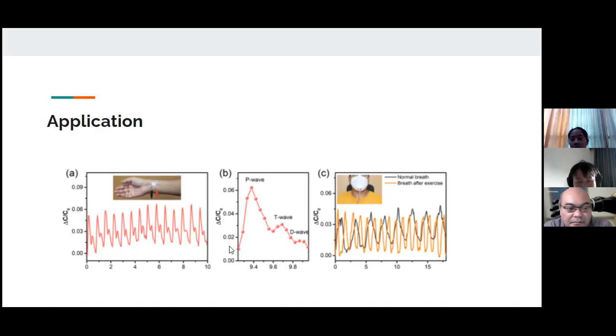And the graph on the right side shows the result of the breathing, of the respiration. The sensor is put on the mask here, and I think the air pressure inside the mask will be measured. So it will change the capacitance from the sensor. The black one here is normal breathing, while the orange one is the breathing after exercise.